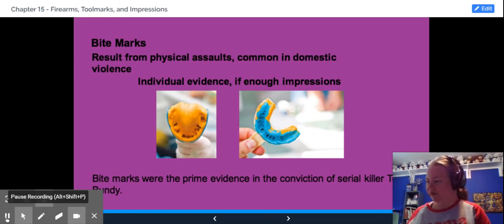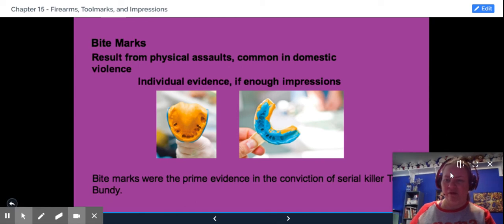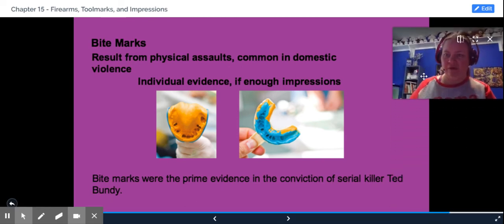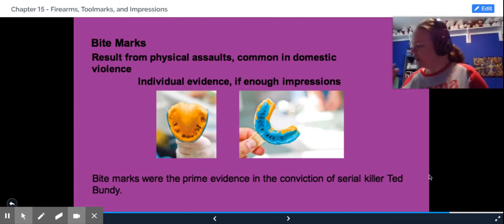All right, bite marks. These can be from physical assaults or common in domestic violence. When you're fighting, especially for your life, you will bite sometimes if you need to. Everyone has teeth that are slightly different, and so if there are enough impressions, it can be considered individual evidence. It says here that bite marks were prominent in the conviction of Ted Bundy.